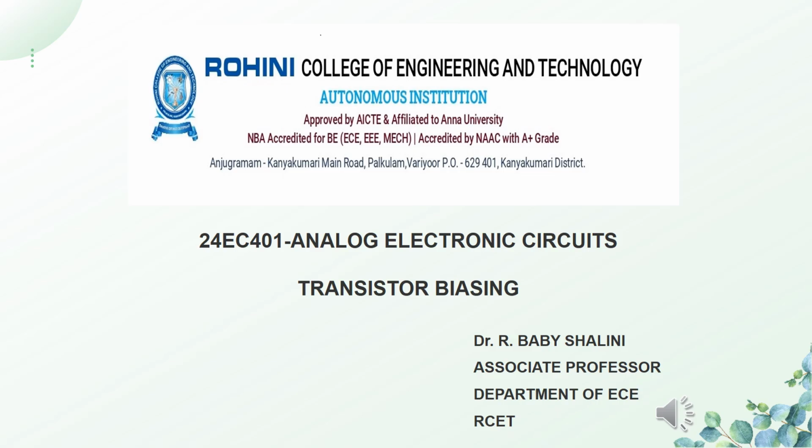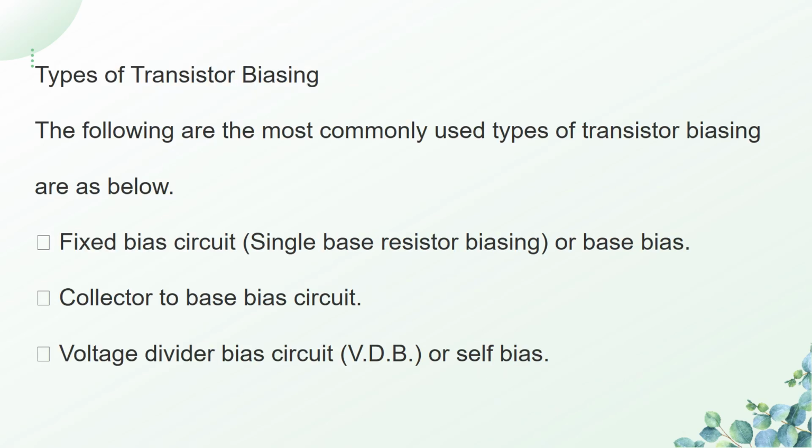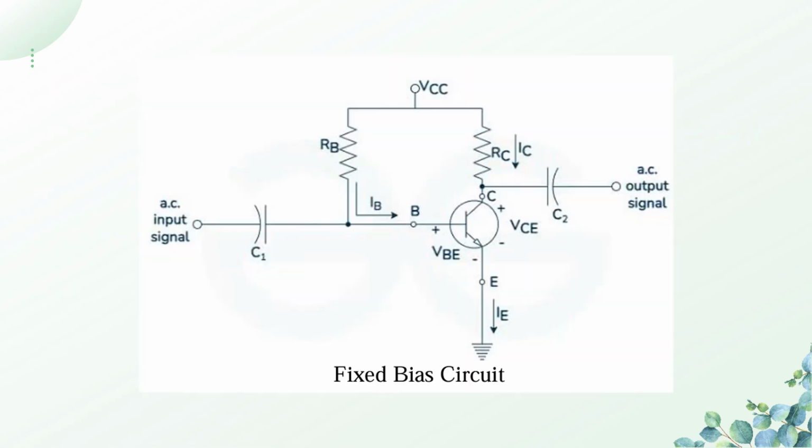So in this video, we are going to see about transistor biasing methods. Biasing is used for maintaining a constant Q point for safely operating a MOSFET or BJT transistor. The following are the most commonly used types of transistor biasing in BJTs: fixed bias circuit, collector to base bias circuit, and voltage divider bias circuit, which is also called self bias circuit. This figure shows the fixed bias circuit.